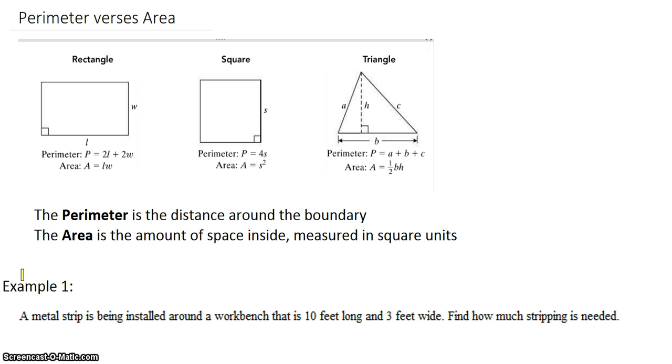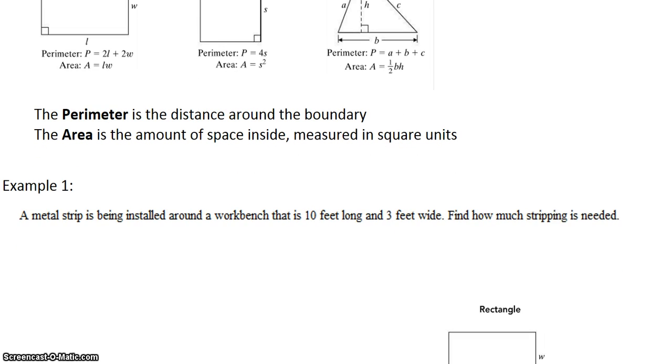For example, let's look at example 1. A metal strip is being installed around a workbench that is 10 feet long and 3 feet wide. Well, the workbench is a rectangle, and it's asking how much stripping is needed. So we're looking for the strip that's around. So since it's around, that would be the distance around the boundary, or the perimeter. So let's go ahead and write down the formula for that.